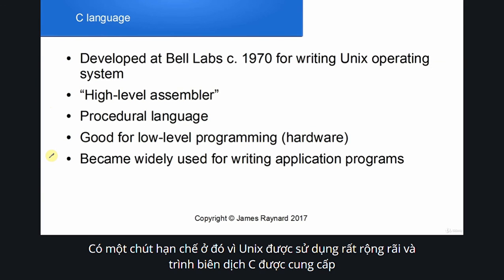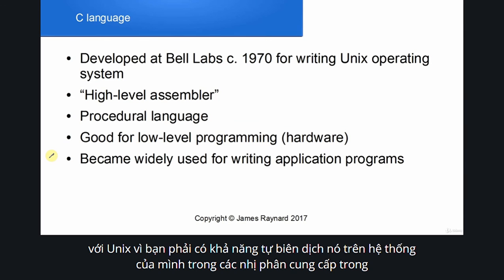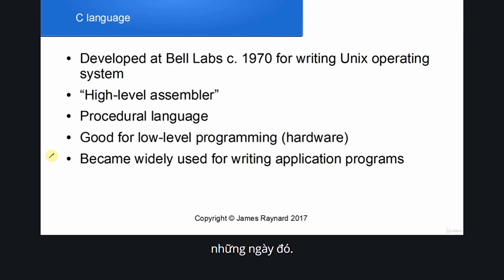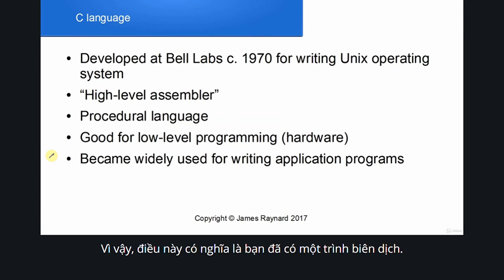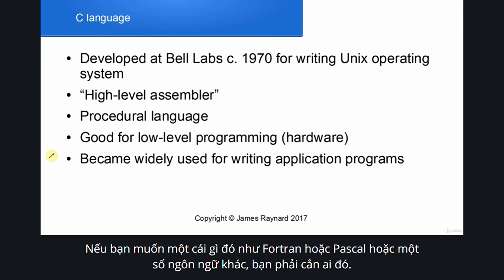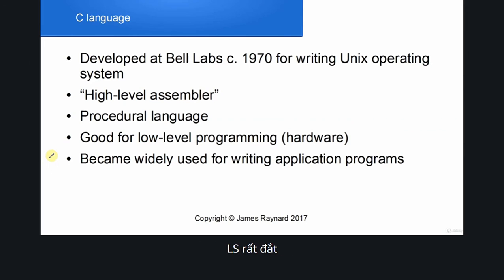There's a bit of a drawback though, because Unix became very widely used, and the C compiler was supplied with Unix because you had to be able to compile it on your system yourself. They didn't supply binaries in those days. So this meant you had a compiler. If you wanted something like Fortran or Pascal or some other language, you either had to buy it off someone else, which was very expensive, or else you'd have to write it yourself, which took a lot of time.